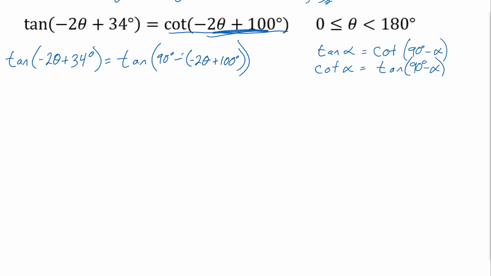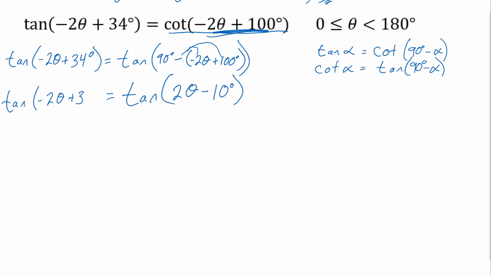And so 90 minus a negative, if we distribute our negative, we get that that's equal to tangent of, double negative gives us 2 theta, positive, and 90 minus 100 is minus 10 degrees. Now, there are lots of angles for which tangent of an angle equals tangent of another one. For example, we know that tangent of 45 degrees is the same as tangent of 225 degrees. They're both equal to 1.